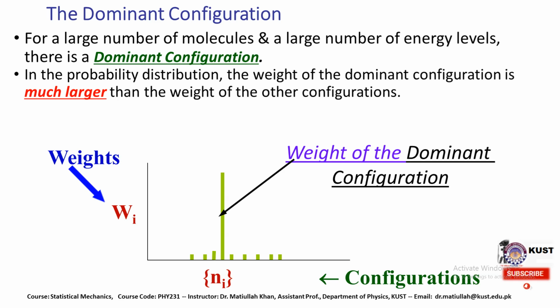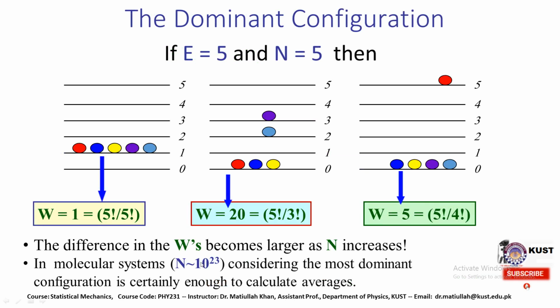We have the dominant configuration of some particular systems where we can do it for a large number of molecules and a large number of energy levels. There is a dominant configuration. In the probability distribution, the weight of the dominant configuration is much larger than the weight of the other configurations. So if we look toward this peak, the weight of the dominant configuration is high, which is why its value is higher than the other ones. And this is what we do: we calculate the factorial terms to do the calculation for that.